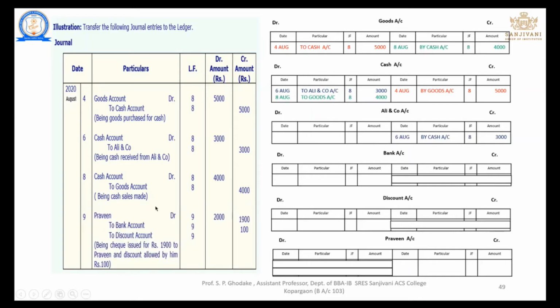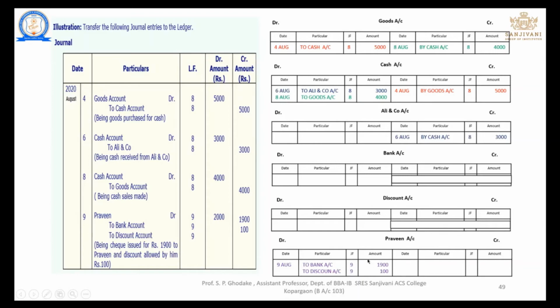Then the last transaction, on 9th August: Praveen account debit 2,000, to bank account 1,900 and to discount account 100. So on the debit side of the Praveen account, we need to write down the bifurcation of this 2,000, that is 1,900 and 100. So first, to bank account 1,900, and second, to discount account 100.